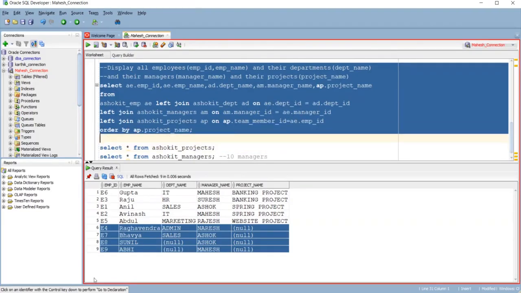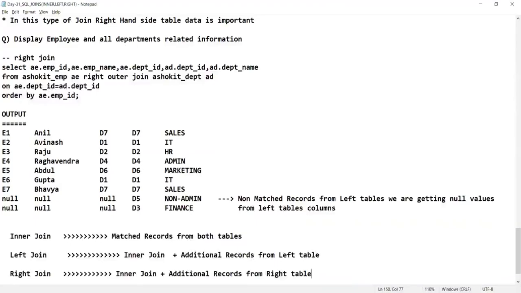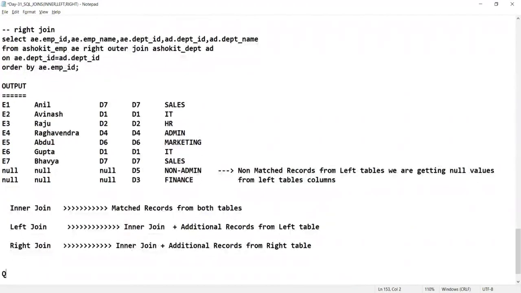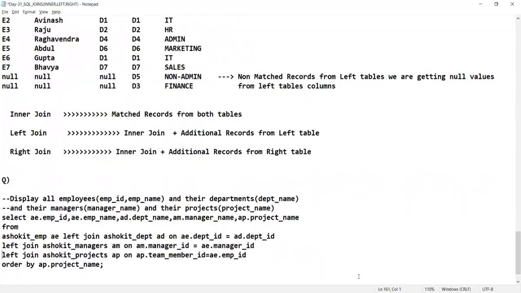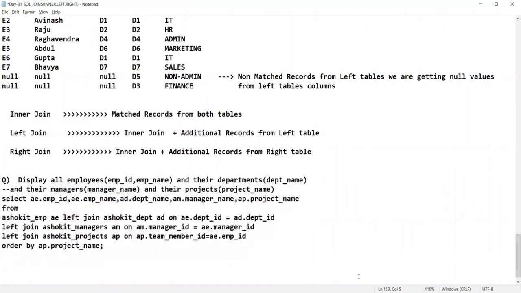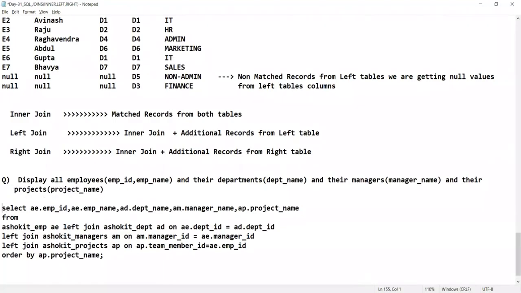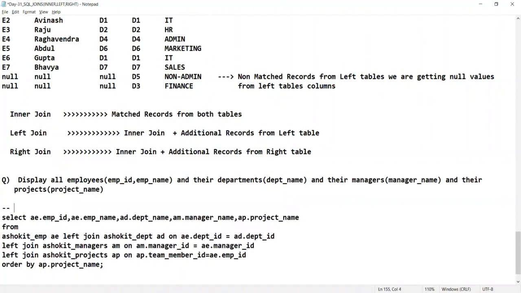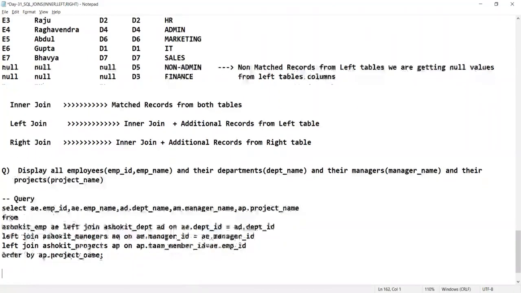Okay. Yes. So see, sir, this is the query. Display all the employees and their managers' information, and then followed by what? This one. Okay. This is the query, sir. Hope you are clear, everyone. Any doubts?